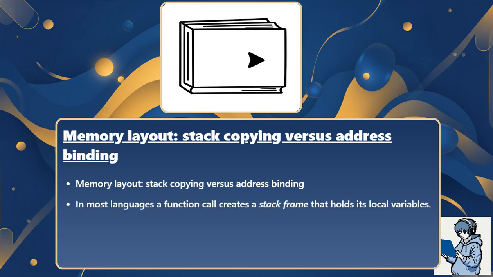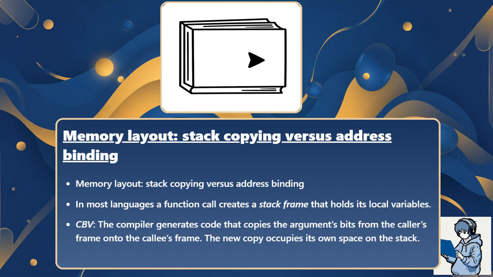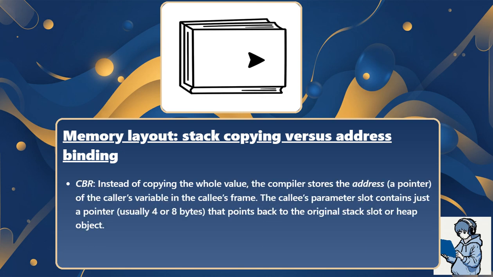In most languages, a function call creates a stack frame that holds its local variables. In CBV, the compiler generates code that copies the argument's bits from the caller's frame onto the callee's frame. The new copy occupies its own space on the stack. In CBR, instead of copying the whole value, the compiler stores the address, a pointer to the caller's variable, in the callee's frame. The callee's parameter slot contains just a pointer, usually 4 or 8 bytes, that points back to the original stack slot or heap object.